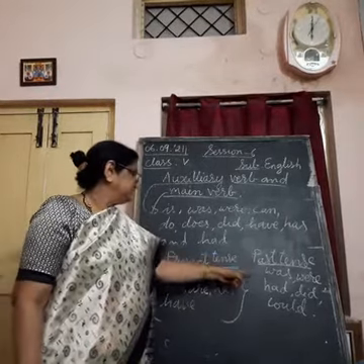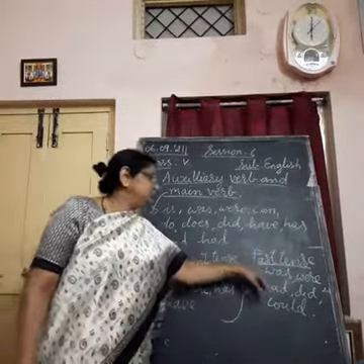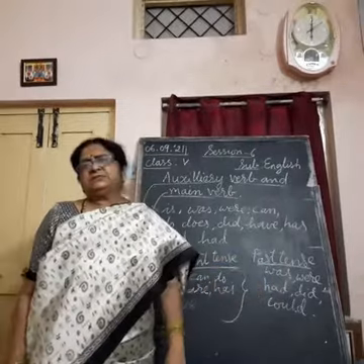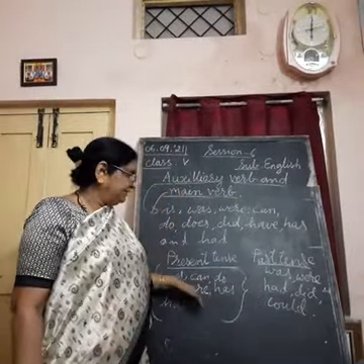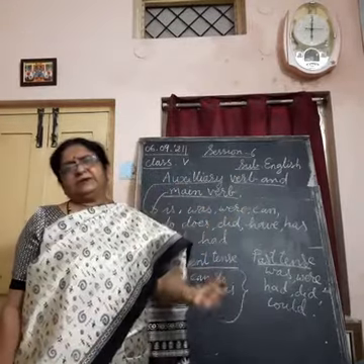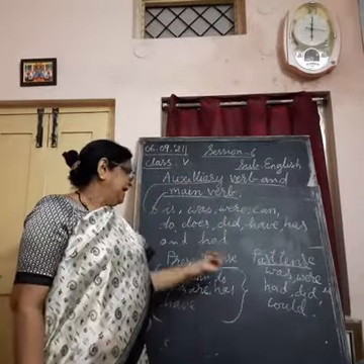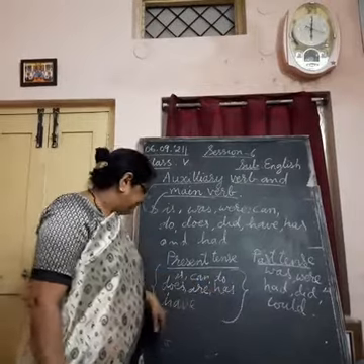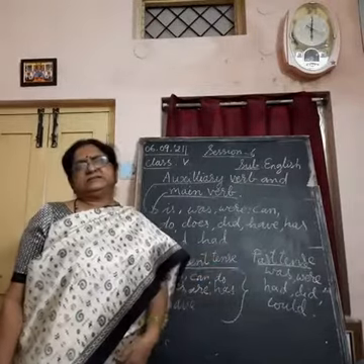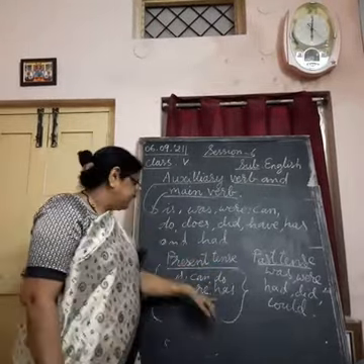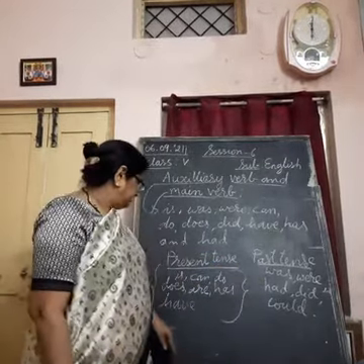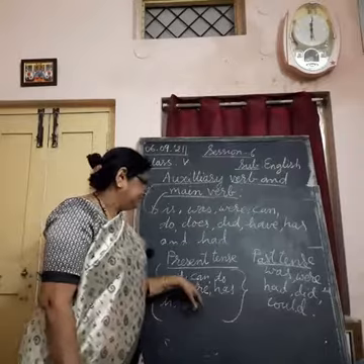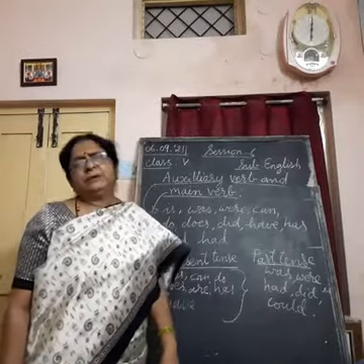Then was, in place of is, we use to make the past tense form of the sentence. Were we use in place of are to make the past tense form. Had we use in place of has and have to make past tense. Did we use in place of does and do to make past tense. Can in present tense we use, could we use in past tense.